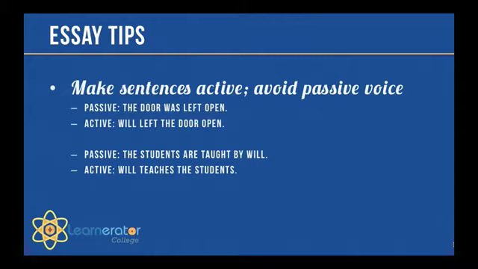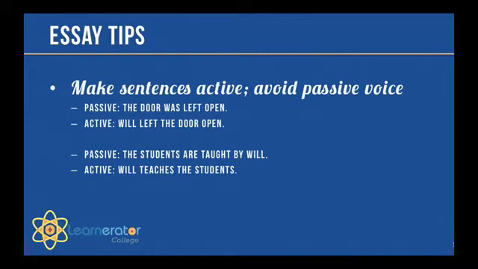So one big tip to keep in mind as you move forward in your writing process, if your English teachers haven't taught you already, is to make your sentences active. You want to really avoid using passive voice. So I'm going to give you two examples here. The first one is "The door was left open." And the second one is "Will left the door open." The difference between the first sentence, the passive sentence, and the active sentence is that it really shows which subject is actually performing the action. So it engages your reader in a much faster motion than the passive sentence, which was "the door was left open."